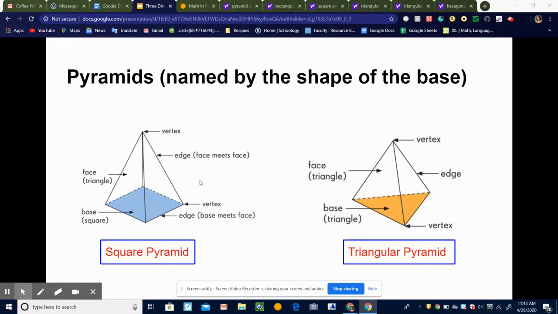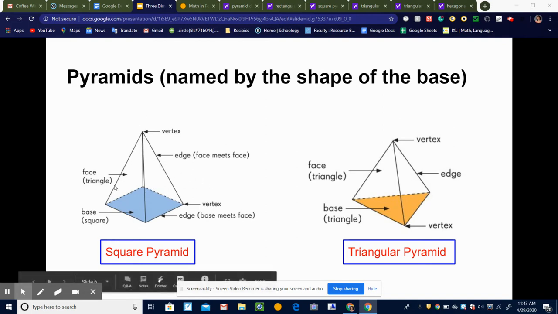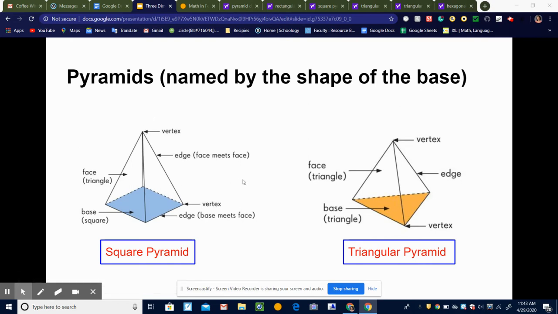So just like a prism, a pyramid also has edges where the faces come together, or the face and the base come together. It has vertexes. We talked about the one up here, but it also has a vertex here and here and here and here. And then it has edges where all the faces come together as well.